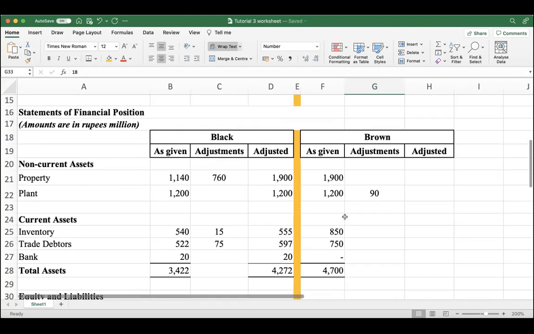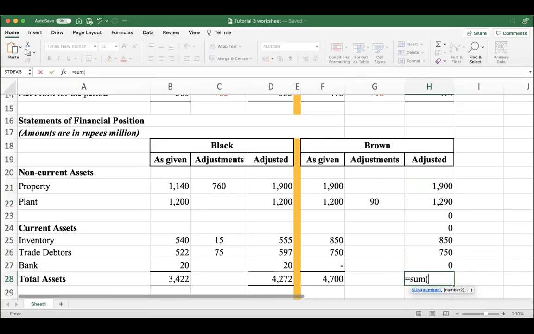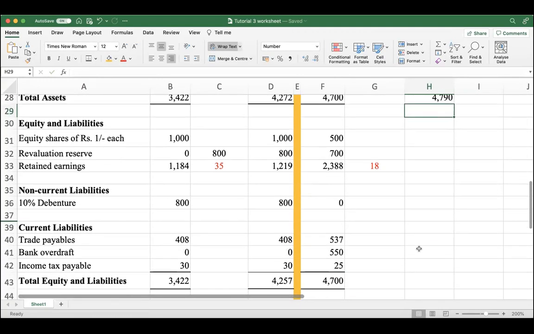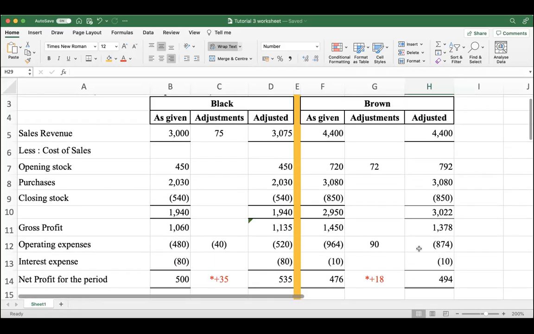Right. Now let's see the assets, Brown assets. There's no changes to property, but the plant value increases by 90. Other asset values are same. Then total assets, 4,790.